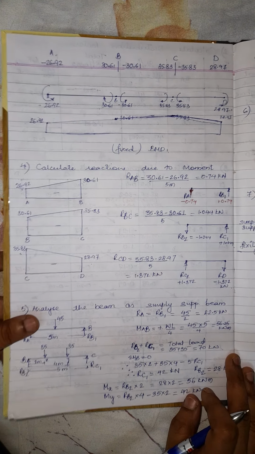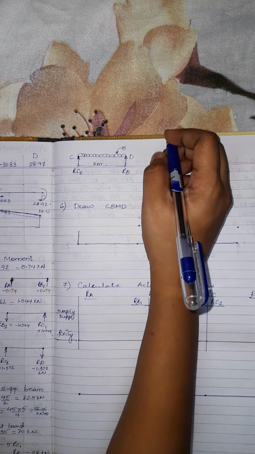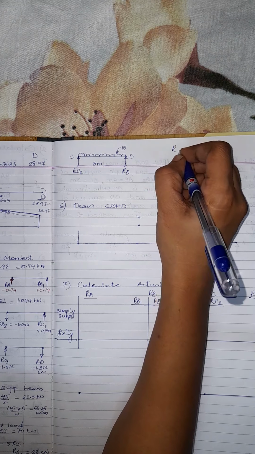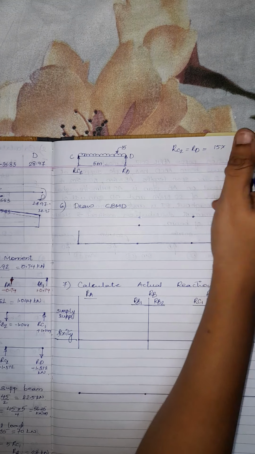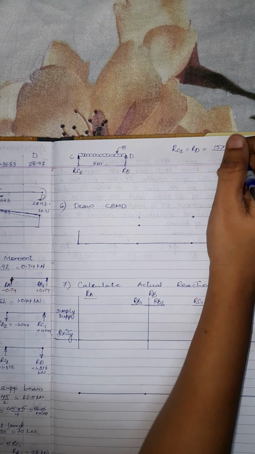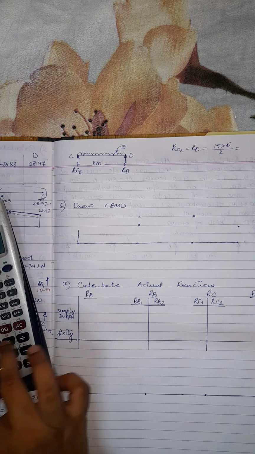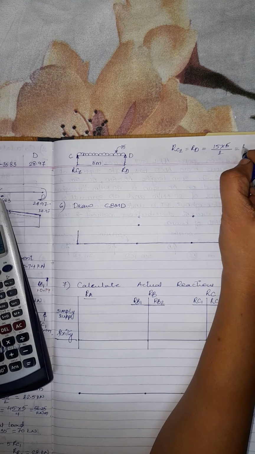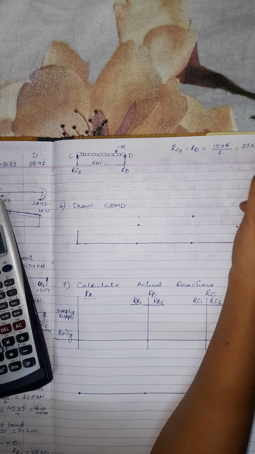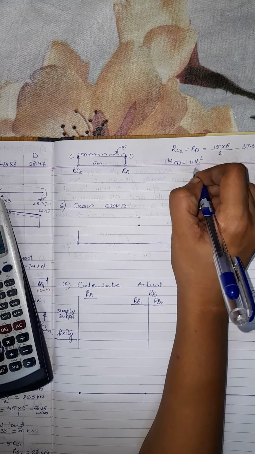Now the last span to be analyzed as a simply supported span. This is simple. We have reaction at RC2 equal to reaction at D, because this is uniformly loaded, that means it is a symmetrically loaded span. So this is going to be 15 into 5 divided by 2. So this is going to be 37.5 kilonewton.